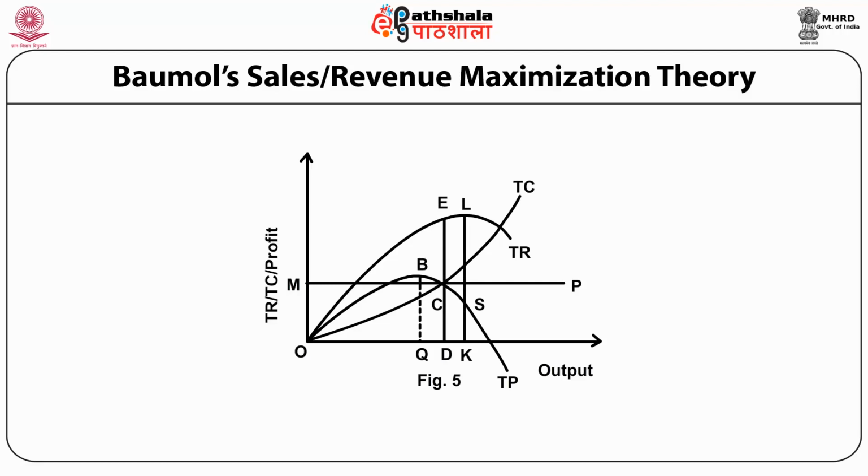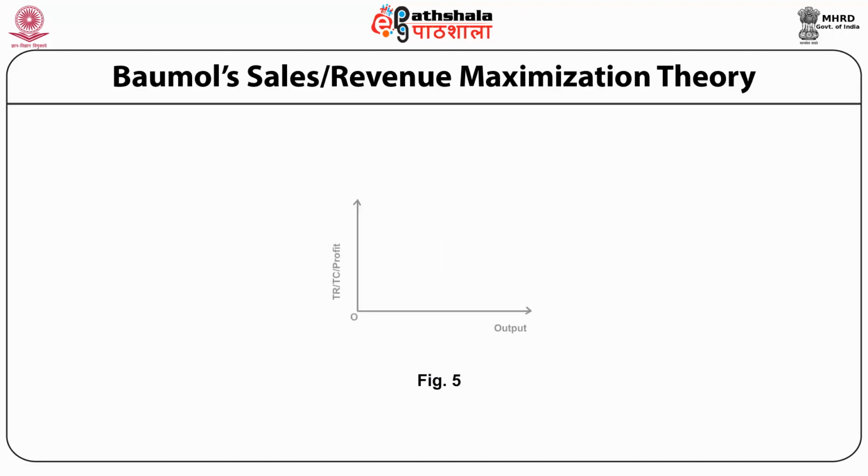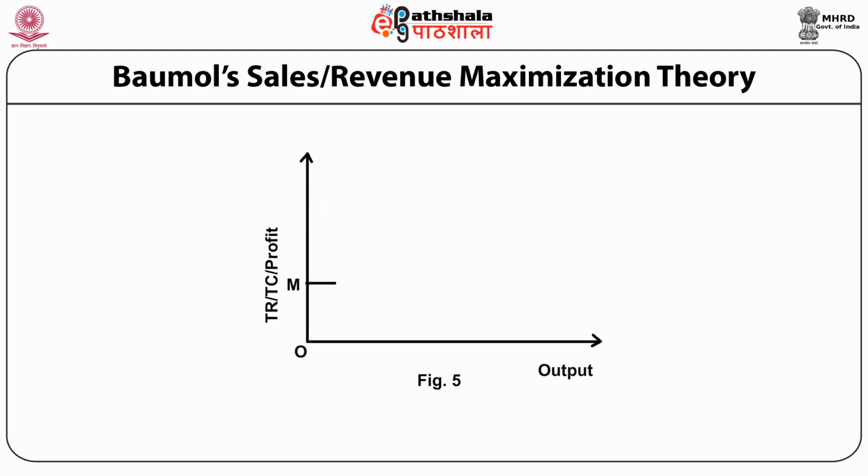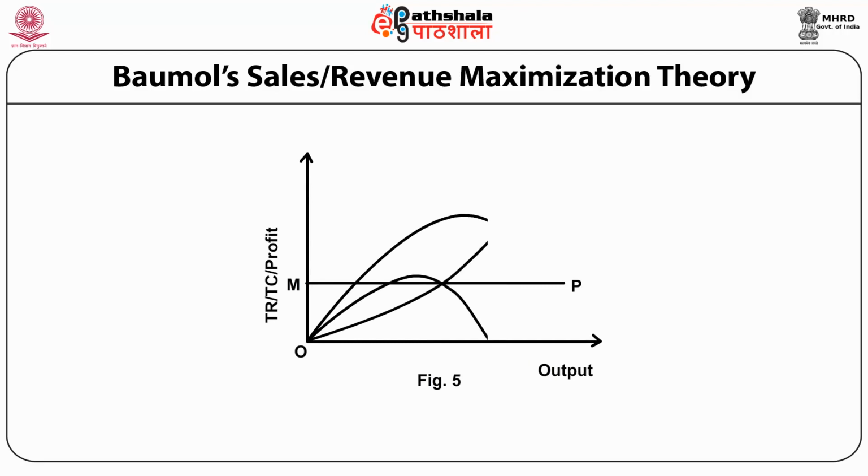A sales revenue maximization firm will produce at a higher level of output by keeping low prices and will make investments, for example, on advertisements, so that the demand for the product gets increased.